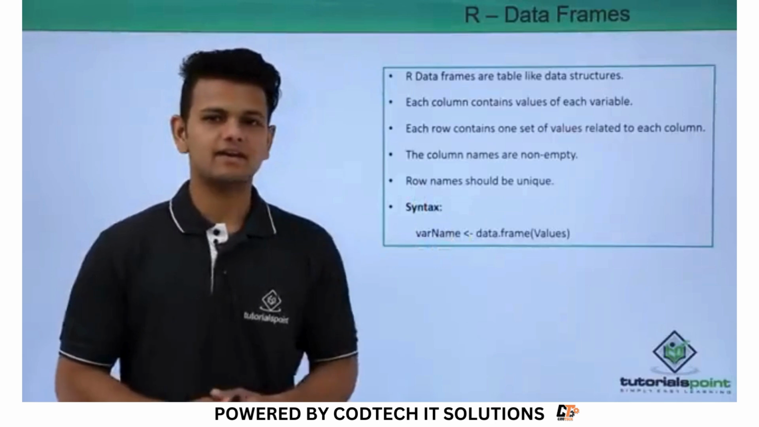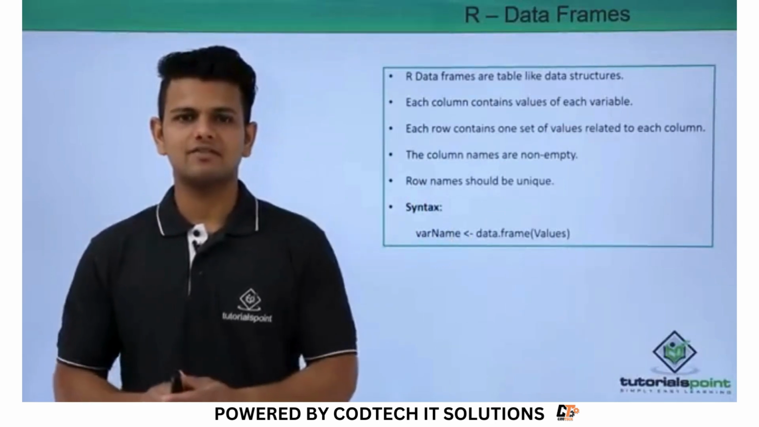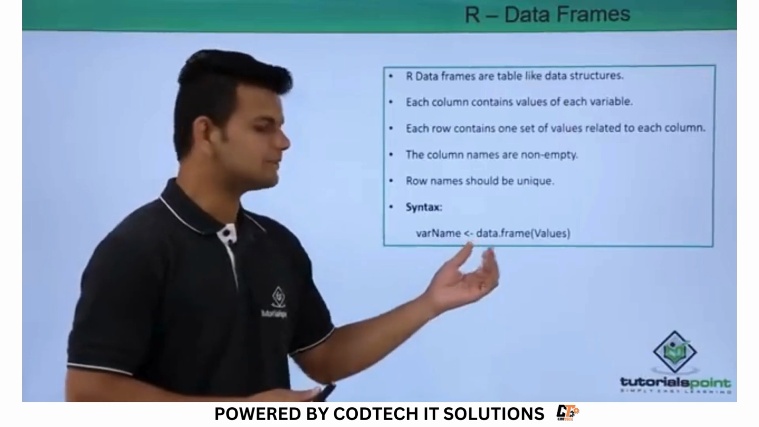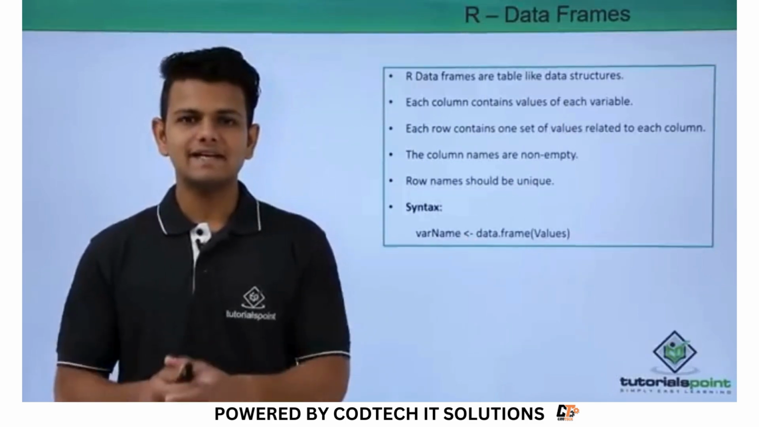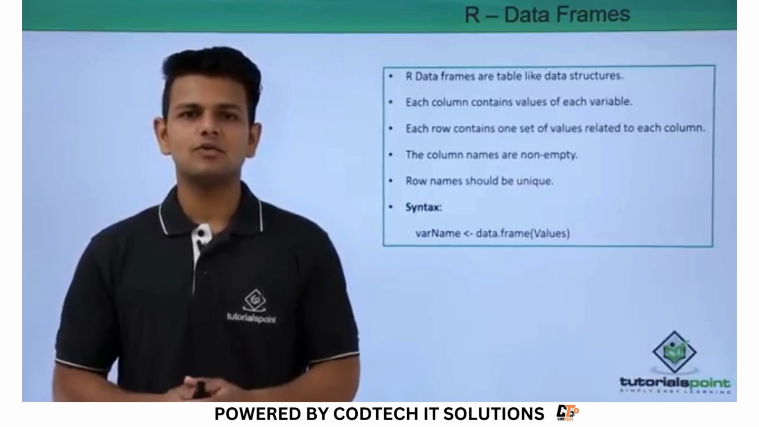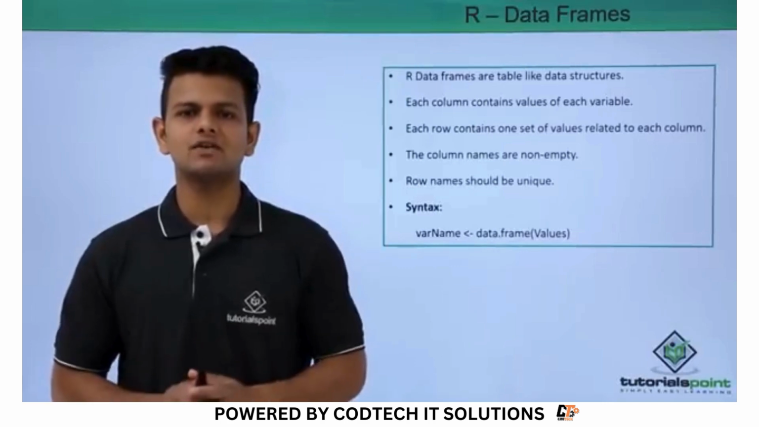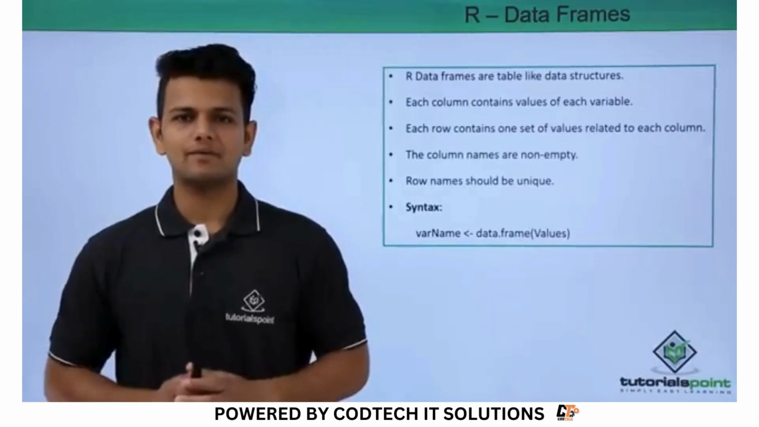The syntax to create a data frame is: first we write the variable name followed by the left arrow operator. After that we write data.frame, and inside the brackets we write the data for which we want to make data frames. Now let us see a practical implementation of data frames in R programming language.